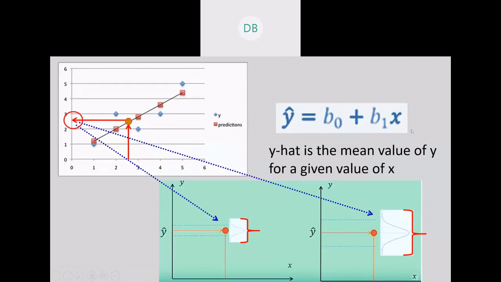Now let me explain what y hat is. As I said earlier, for a particular value of x, you can predict the value of y. Citing the previous example, for a particular amount of fertilizer, using the regression line, you can predict the crop yield. But this predicted value is never exact. It can be the mean of a set of values which lies in a narrow range or a broad range. So y hat is a mean value of y for a given value of x.